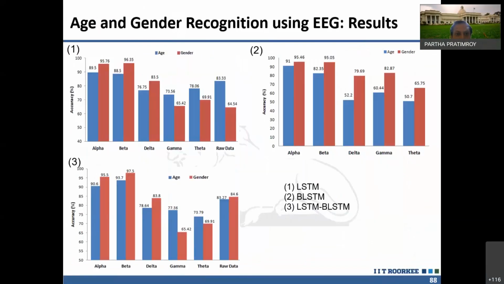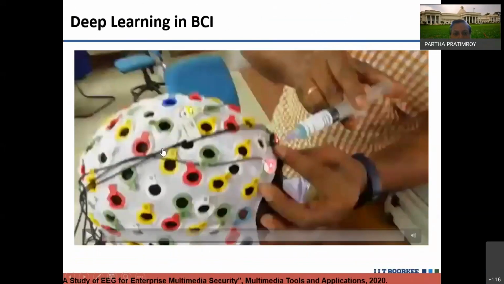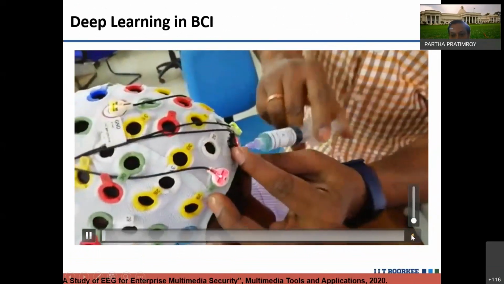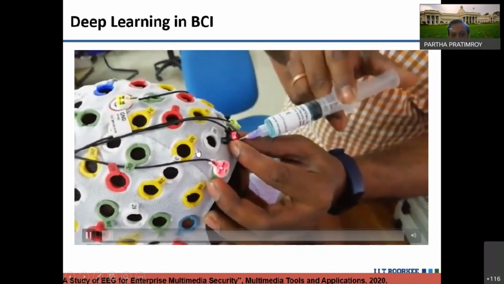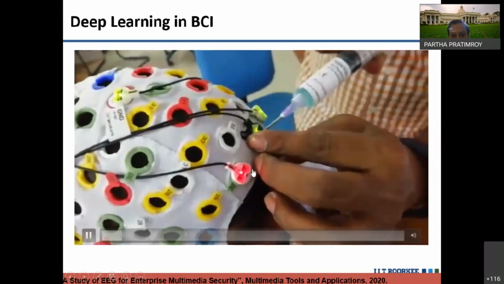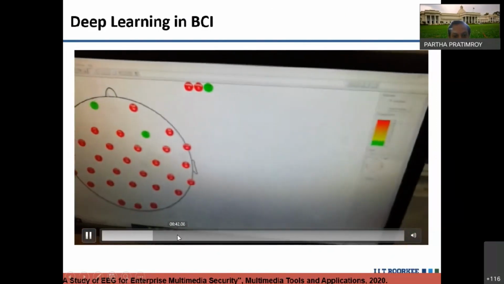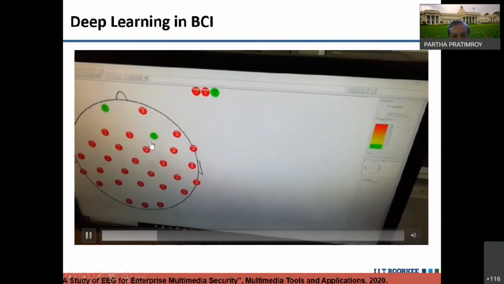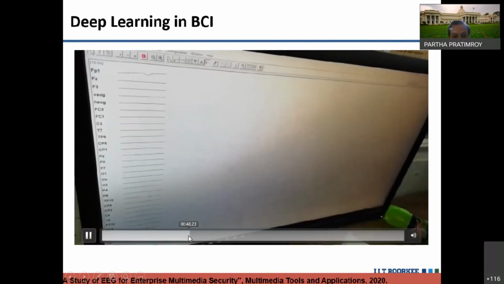Otherwise, this is another work that we are doing. We are also working on brain-computer interface. You see this brain-computer interface. This is a head scalp device that is putting some gels so that the electrodes are connected. If these electrodes are active, then this will be green, otherwise this will be red. And then it's also time series data.